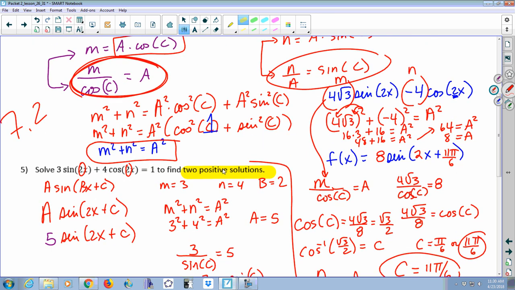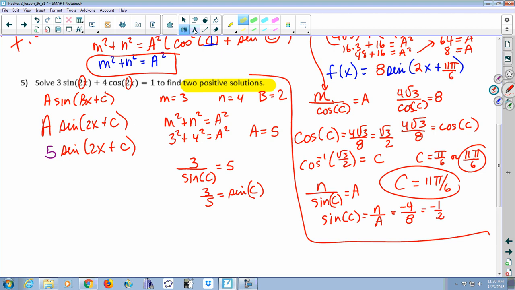Oh, it's supposed to be cosine. M over cosine. Sorry. Is that what you mean? Yep. Thank you. Cosine. Thank you.